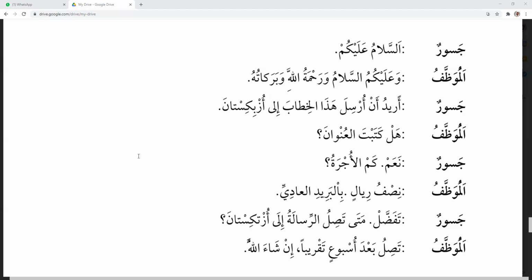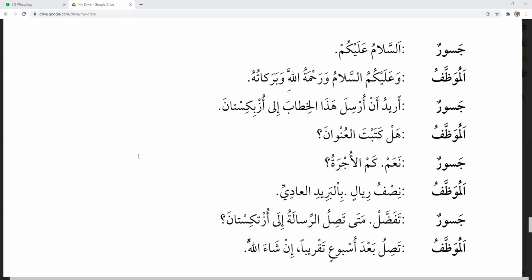And there are two types of workers. You can either get the worker who works like the office job, and you can get the worker who works in warehouses, factories, production line, more hands-on. That type of worker is called an amil. But the office worker is called the muwazzaf. Okay, now. Assalamu alaikum. وعليكم السلام ورحمة الله وبركاته.